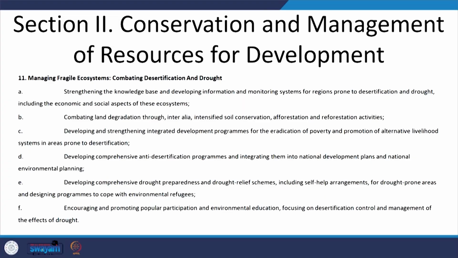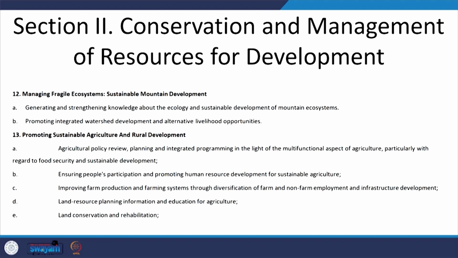Next is managing fragile ecosystems, combating desertification and drought. We have seen the kind of impact the built environment has on land, with desertification and land degradation being one of the most significant impacts. So the agenda is to manage the fragile ecosystems and combat desertification. Within fragile ecosystems, mountains have been identified as a special part of earth, and sustainable mountain development has been emphasized here.